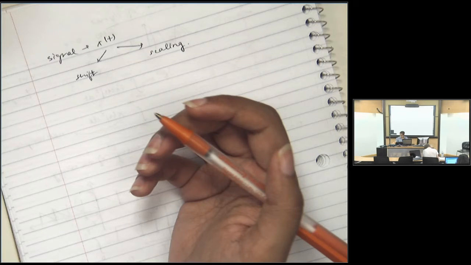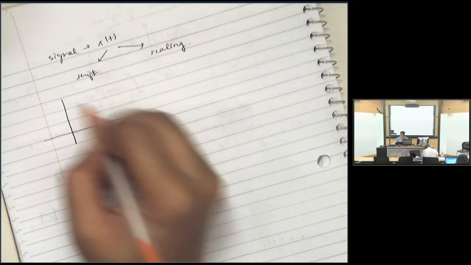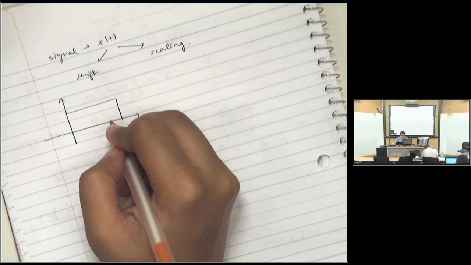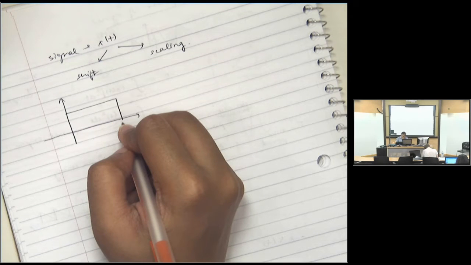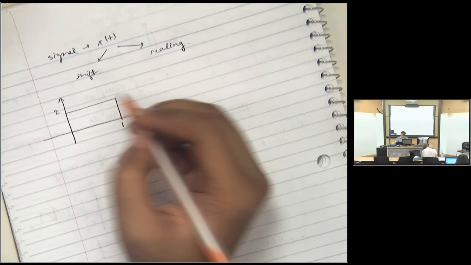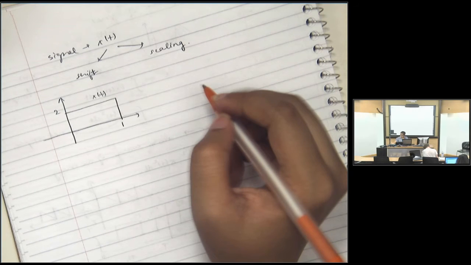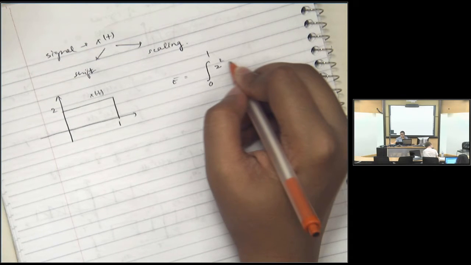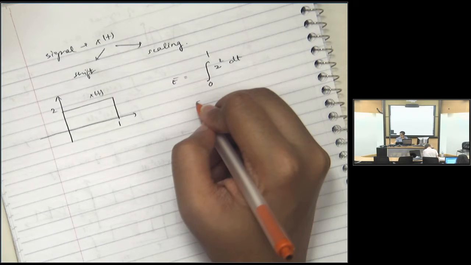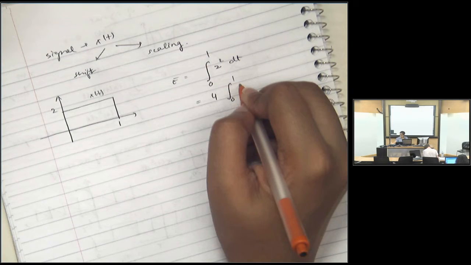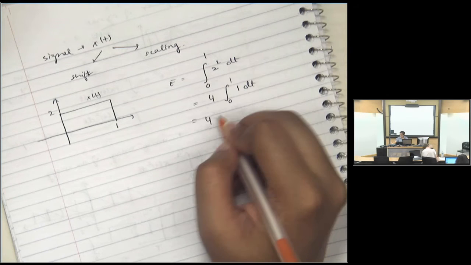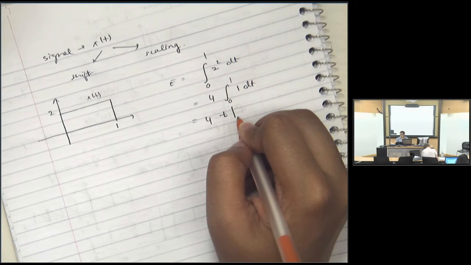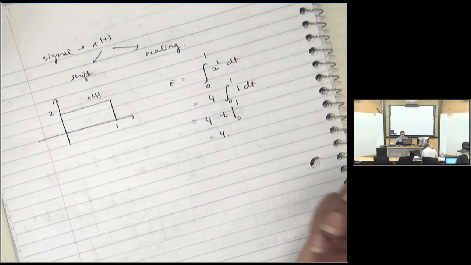Let's say this is our signal. Calculating its energy is pretty simple. You just go from 0 to 1, 2 squared dt. Your 4 will come out of the integral, the constant will remain inside. Now you'll have t and you'll just put in the limits. So your energy is 4.